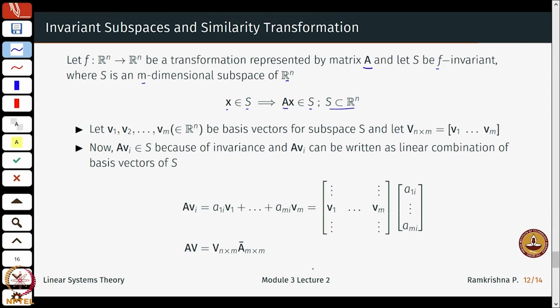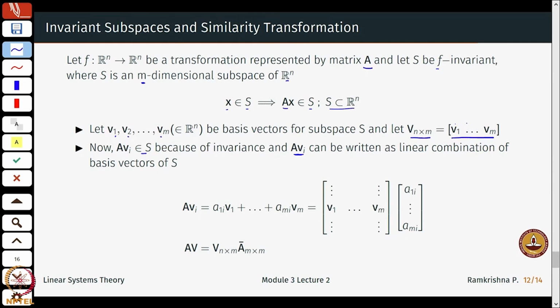Now, S is an m dimensional subspace, so it will have m independent basis vectors, let V1 till Vm be basis vectors for this subspace. Let me denote this by the n cross m matrix V in the following way: I just collect all the basis vectors V1 till Vm and call this matrix V. Now, any Vi is an element of S, and because of its invariance, each AVi can be written as a linear combination of basis elements of S.